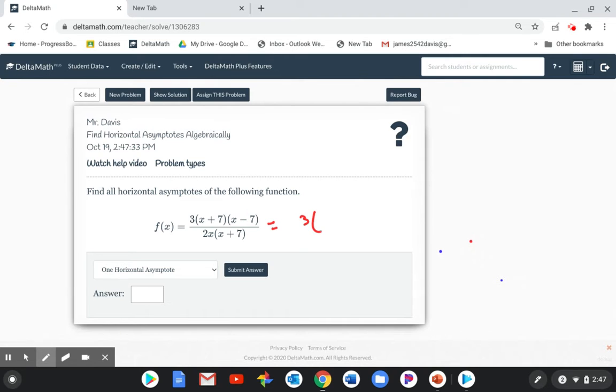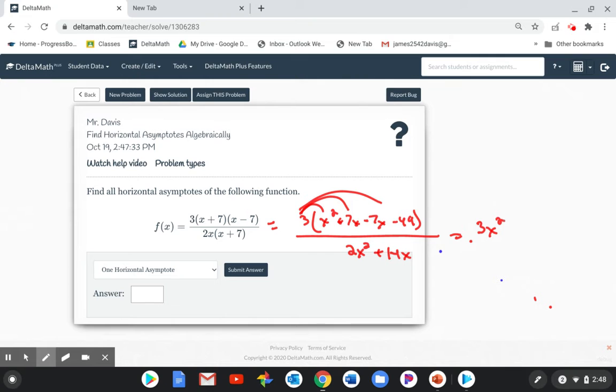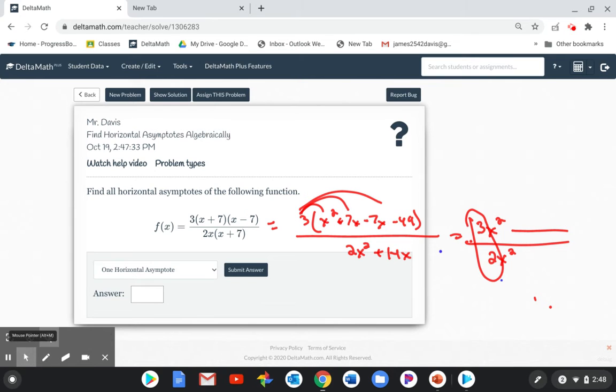When we FOIL this first one out, we're going to get x squared plus 7x minus 7x minus 49, and distribute the bottom, 2x squared plus 14x. Now we do need to distribute this 3 in at least to the first term, because that's going to give us 3x squared. It doesn't matter what happens after that because we only care about the biggest power. And then the biggest power on the bottom is 2x squared. So ratio of leading coefficients there would be 3/2. Y equals 3/2.